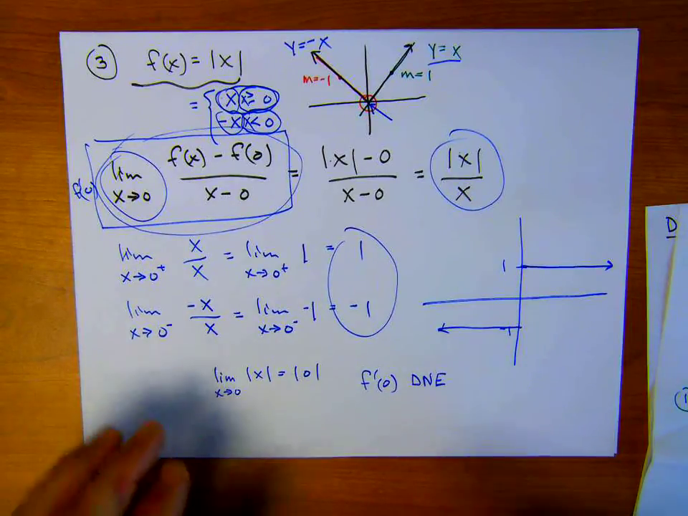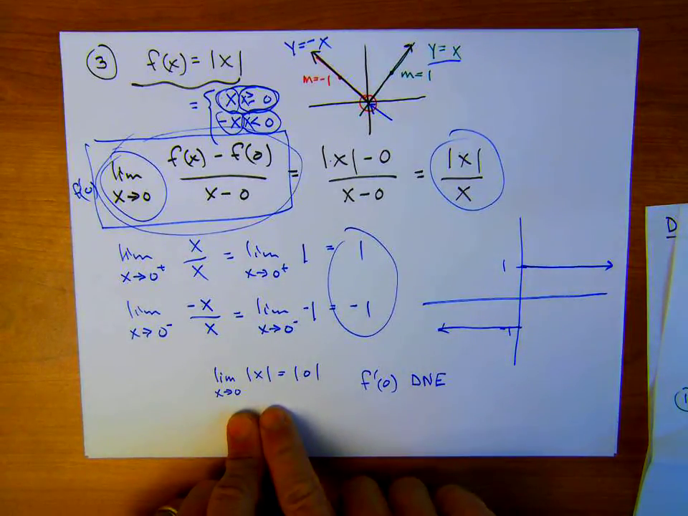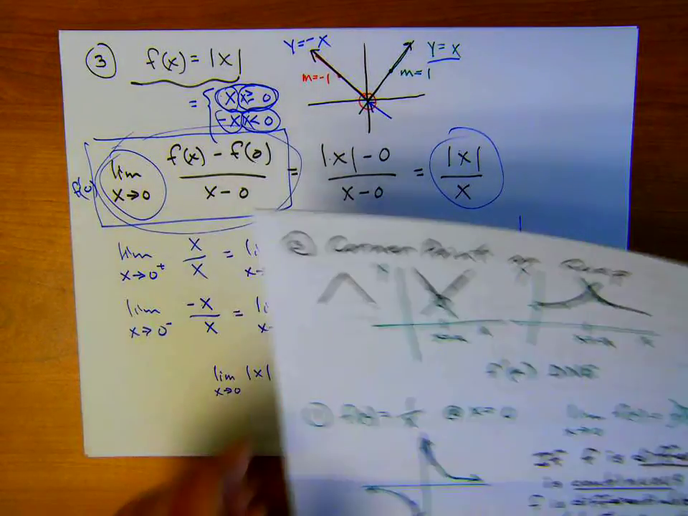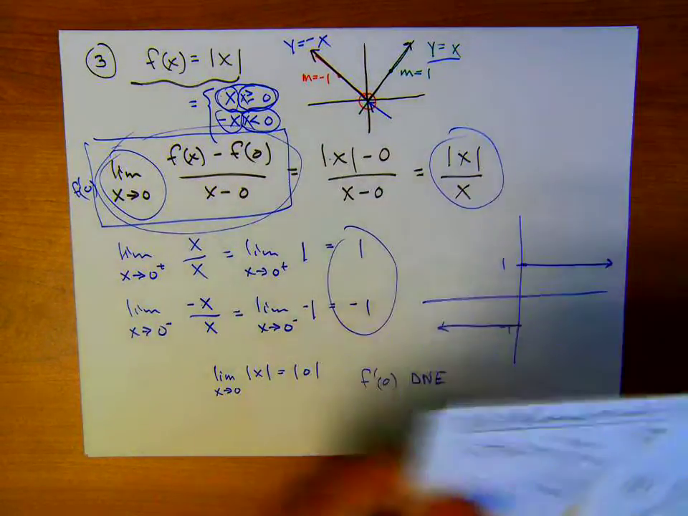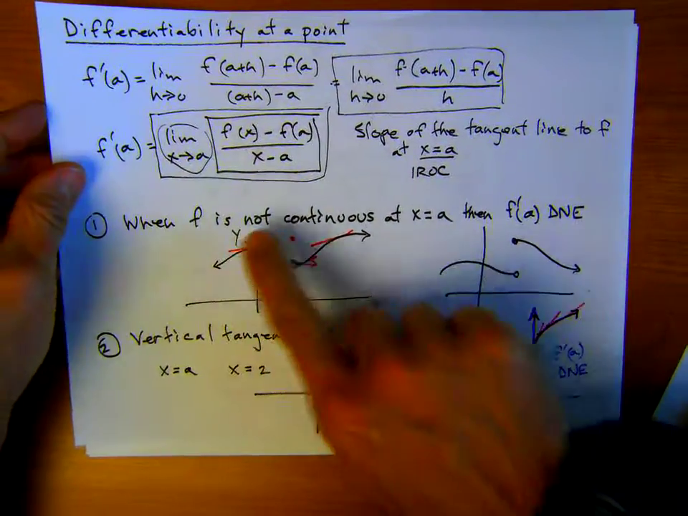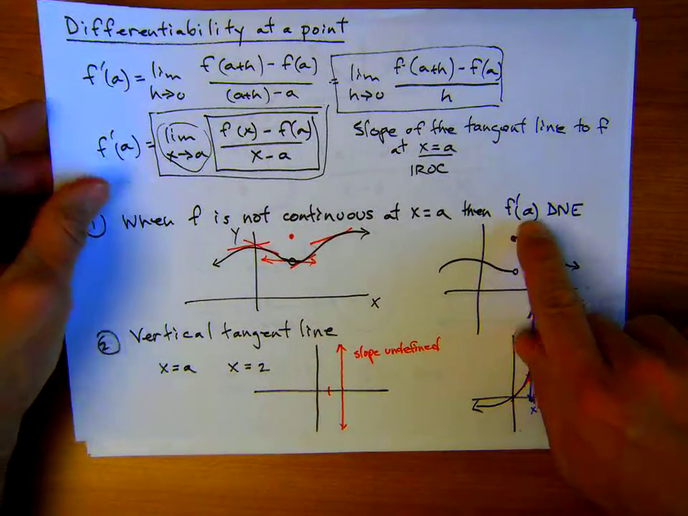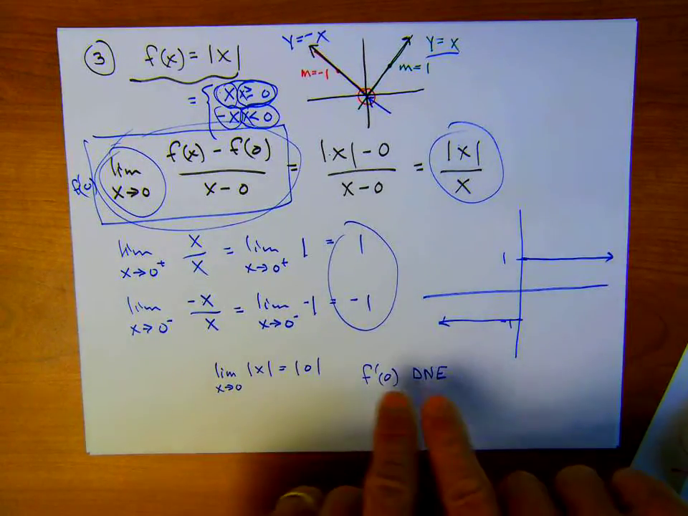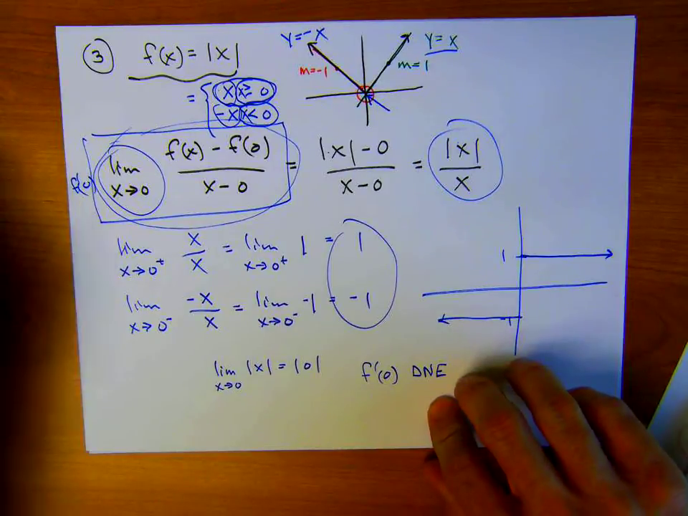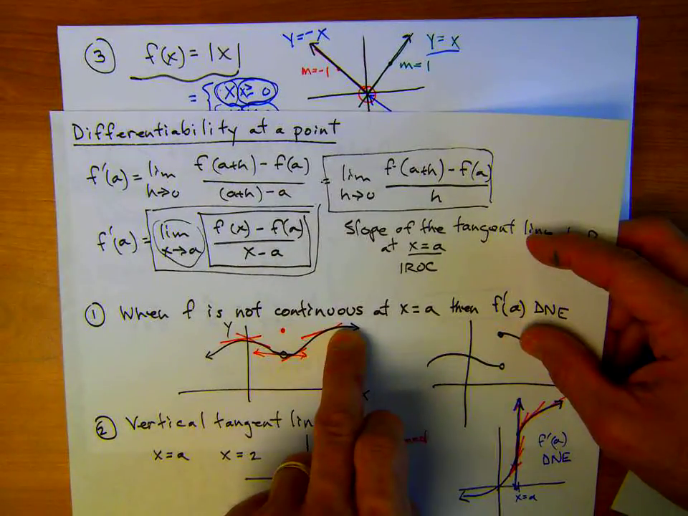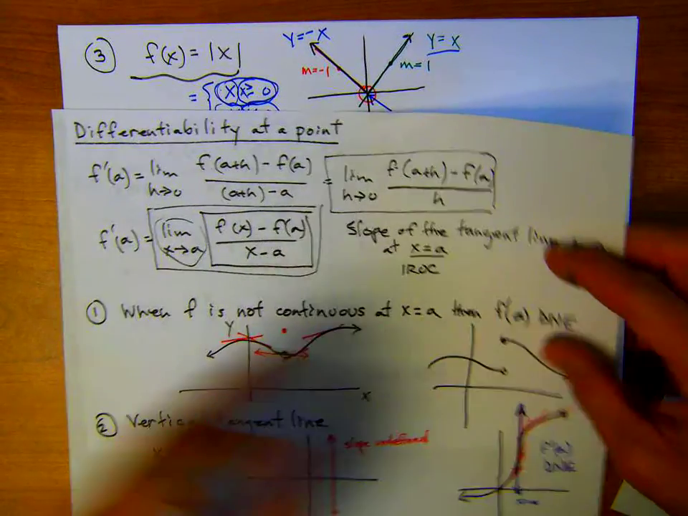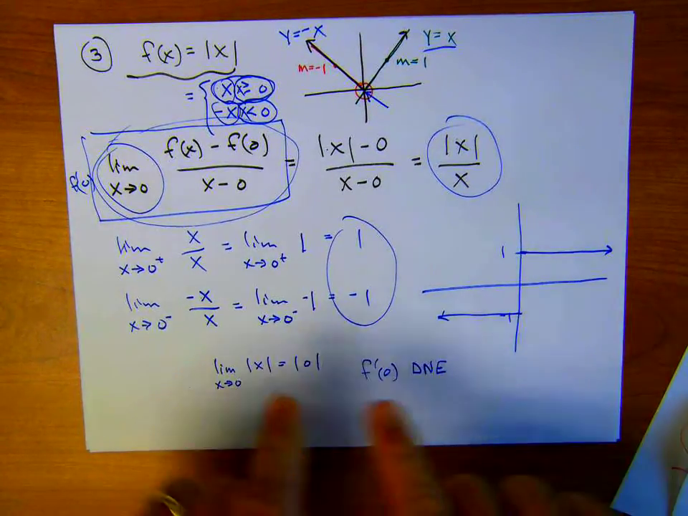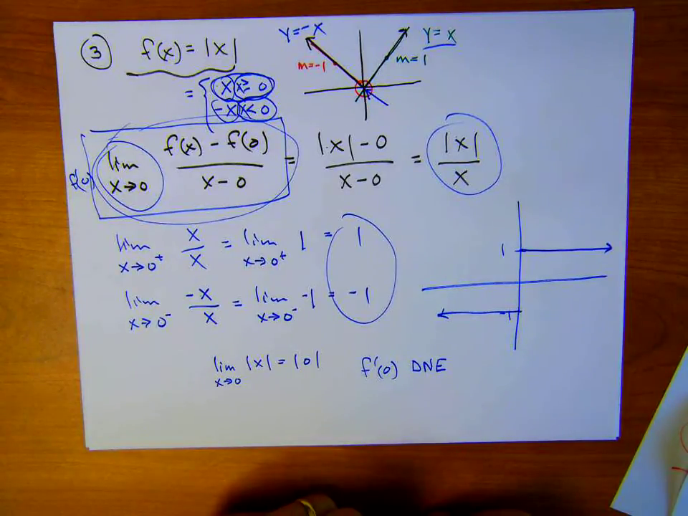All right. So while a function has to be continuous in order to be differentiable, that's what we were saying with our very first point here, that if f is not continuous, then it's not differentiable. This is an example of a function that is continuous, but it's not differentiable. So we say that continuity is a necessary condition. It has to be continuous to be differentiable, but it's not what we call a sufficient condition. Being continuous is not enough to ensure that it is differentiable.